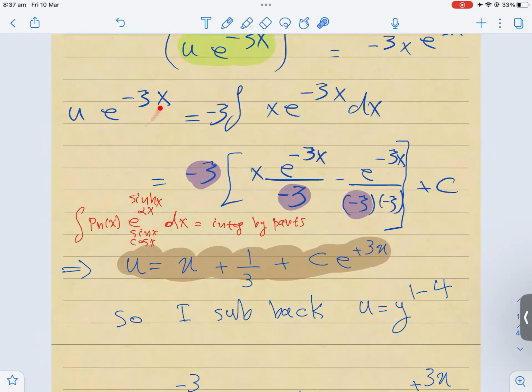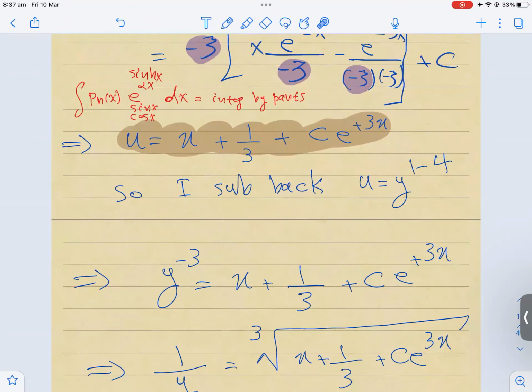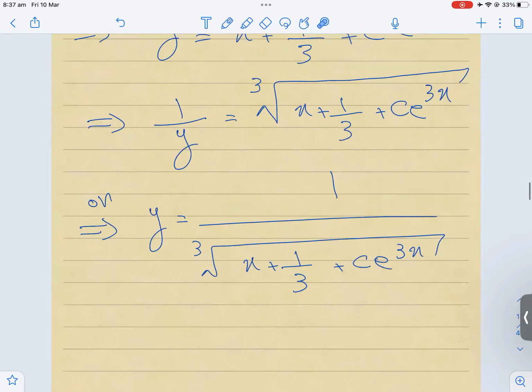Dividing everything by e to the minus 3x, I will get this brownish highlight as my solution. Wait, I should substitute back u by y to the 1 minus 4. y to this power, and I can get this one. This is my solution. Do you have any questions about this Bernoulli?